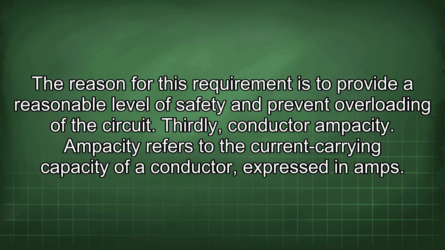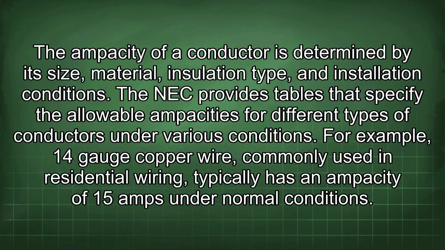Thirdly, conductor ampacity. Ampacity refers to the current carrying capacity of a conductor, expressed in amps. The ampacity of a conductor is determined by its size, material, insulation type, and installation conditions. The NEC provides tables that specify the allowable ampacities for different types of conductors under various conditions. For example, 14-gauge copper wire, commonly used in residential wiring, typically has an ampacity of 15 amps under normal conditions.